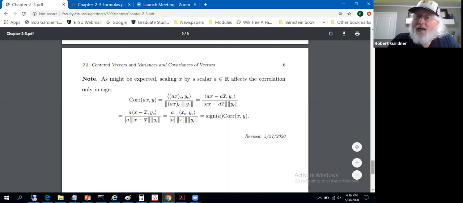So there's a way to take those formulas you have from introduction to data analysis, introductory statistics, and code them in terms of vectors and inner products, and even give a little geometry to some of the formulas. Okay, that'll take care of chapter 2.